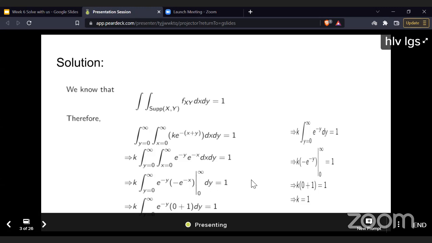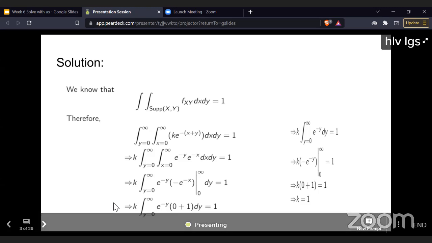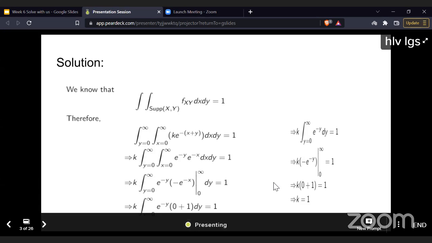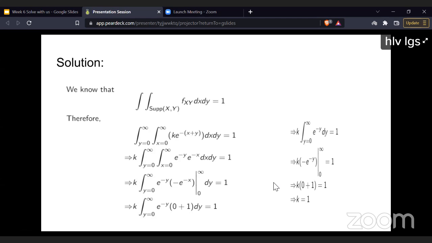Then once you finish the integration with respect to x, you can finish the integration with respect to y. So now you have k times integral 0 to infinity e to the power minus y dy, and this should give you the value 1. Similarly, if you do the integration of e to the power minus y with respect to y, you will get e to the power minus y divided by minus 1, right? So this minus term will come out, and again, when you put the lower limit and the upper limit, you will get the value as 1. So k will come out to be 1.